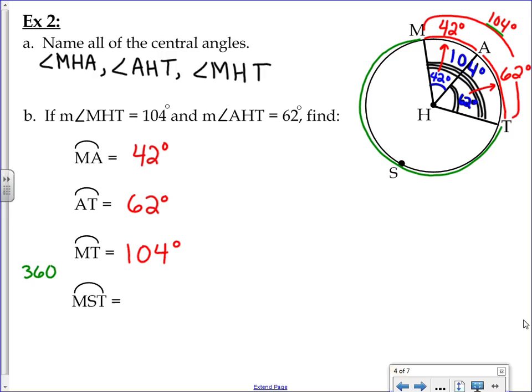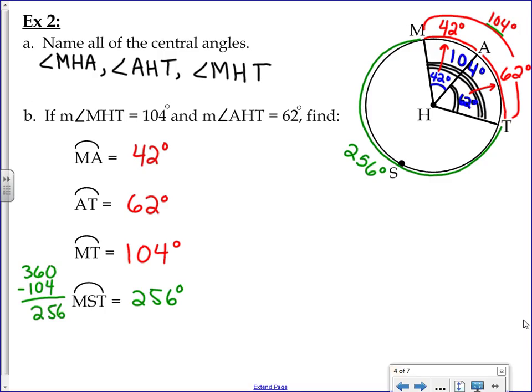So 360 minus 104 will give us 256. And if you want to double check your work, you can just take 256, add it with 42, add it with 62, and make sure everything equals 360. Or you can just do 256 plus 104, make sure that equals 360.